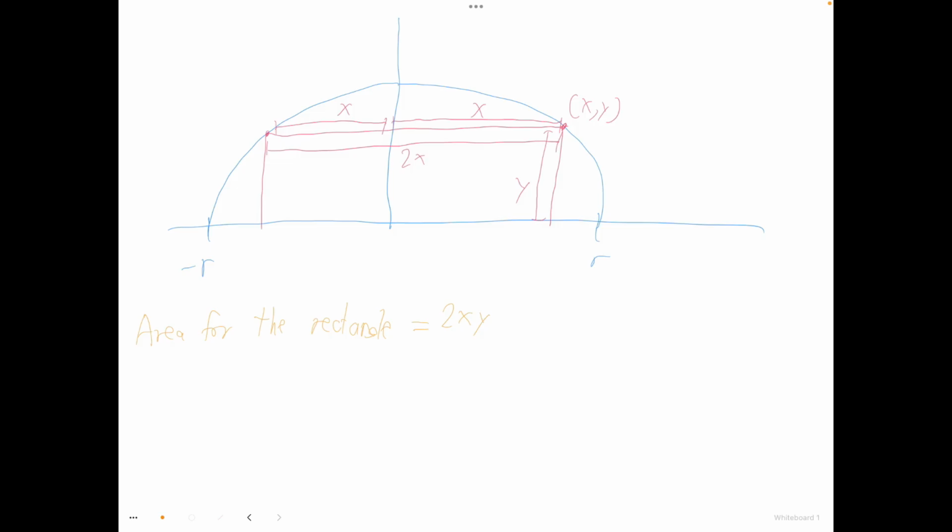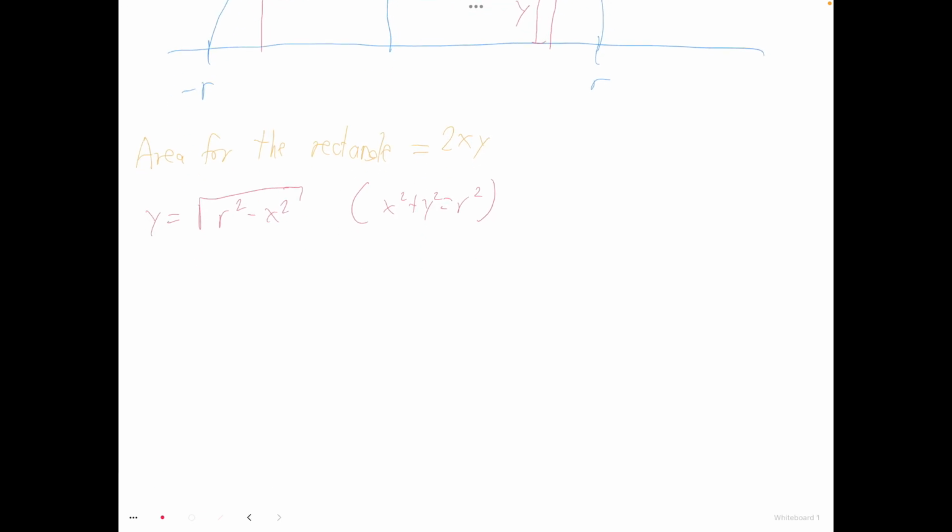this semicircle. So the equation for a semicircle of radius r, you may remember, is that y equals the square root of r squared minus x squared. And this just comes from the equation x squared plus y squared equals r squared, and solving for y. And so that tells us y equals the square root of r squared minus x squared, so we can replace that in our area equation. So our area then equals 2x times y, but y is the square root of r squared minus x squared.